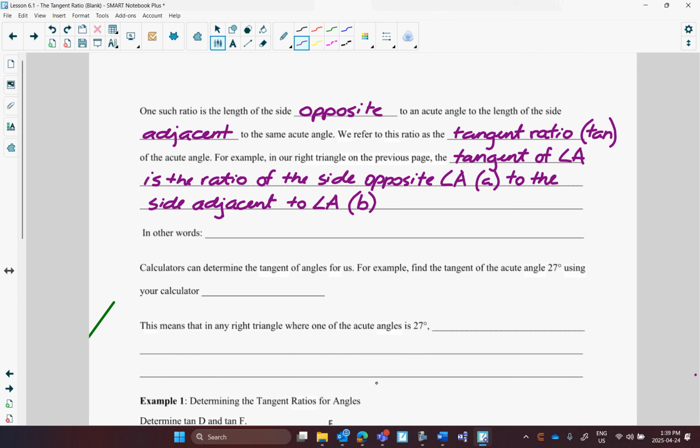Which was actually side little b. But we don't want to write all that. Okay? So for short, we would just write tan A equals little a over little b.